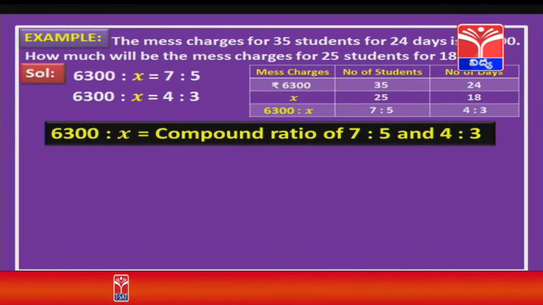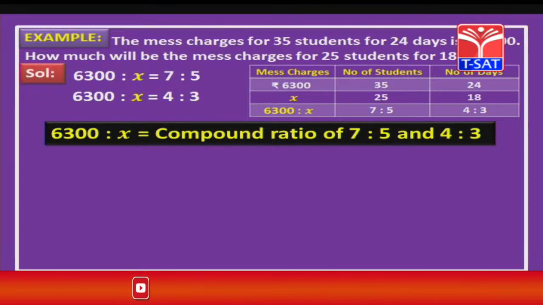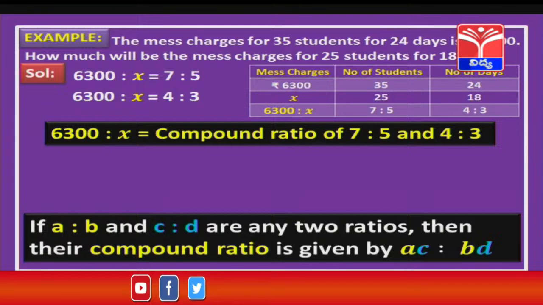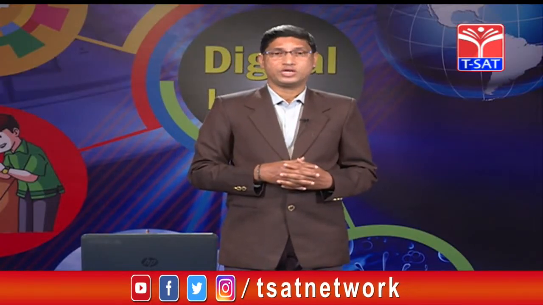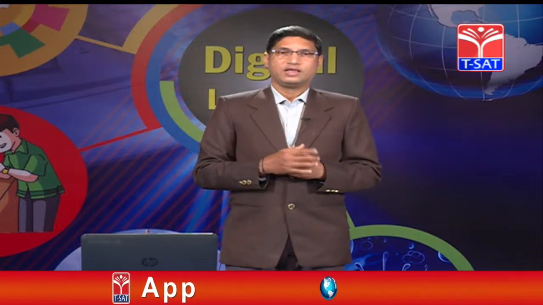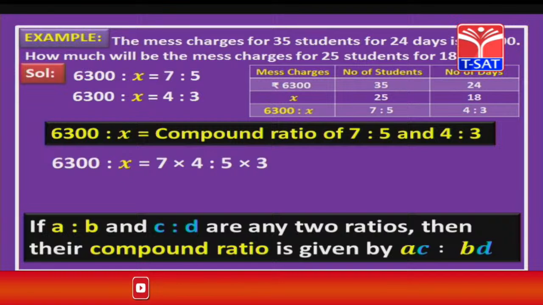So that means 6300:x is equal to the compound ratio of the number of students, that is 7:5, and the number of days, that is 4:3. We have already learned, children, the compound ratio of any two ratios: whenever we have two ratios, say A:B and C:D, how to calculate the compound ratio? AC:BD. So let us calculate the compound ratio. 6300:x is equal to AC:BD.